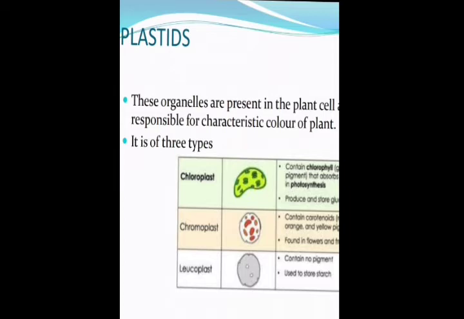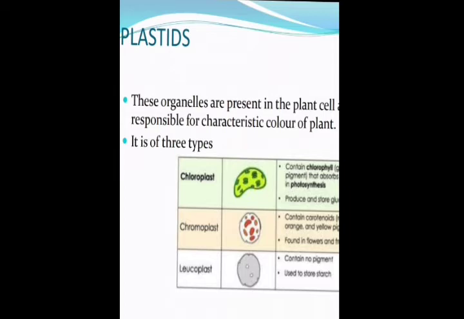Plastids also contain their own DNA. They also contain their own genetic material in them. Plastids are of three types according to their function.